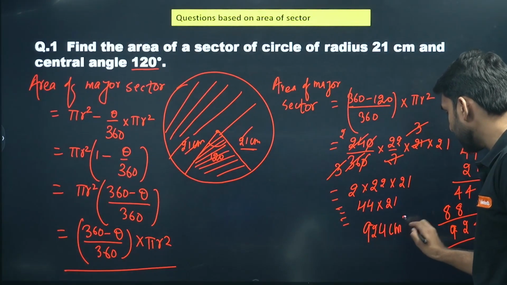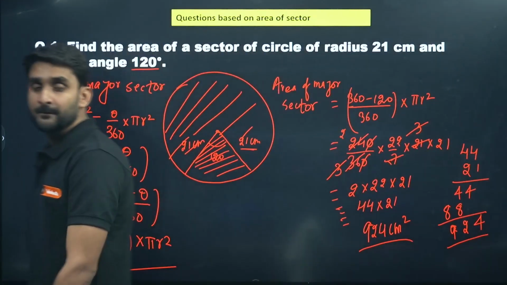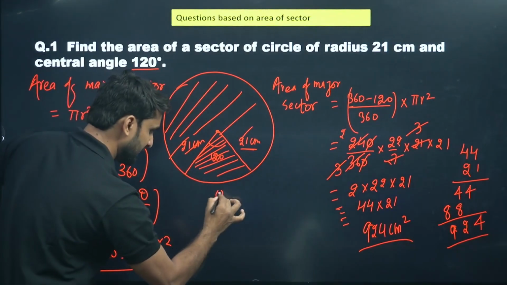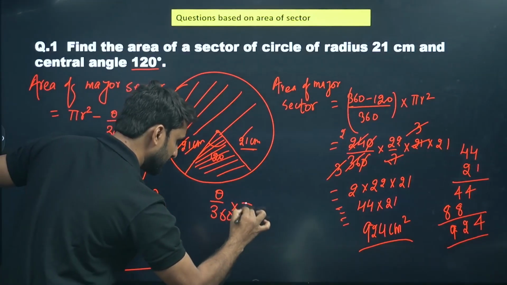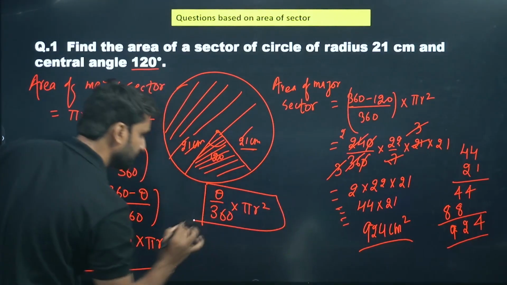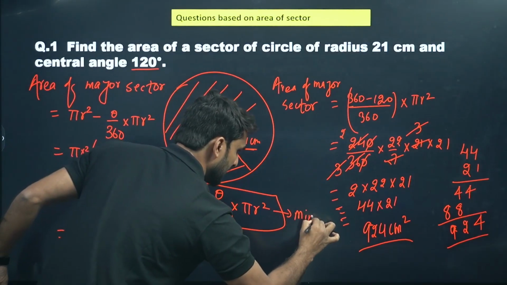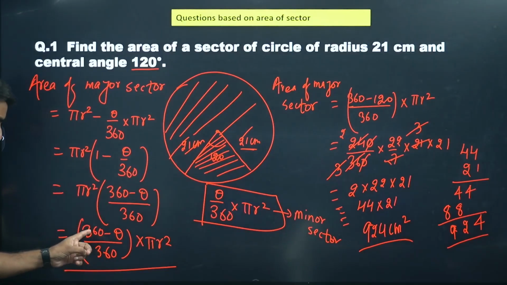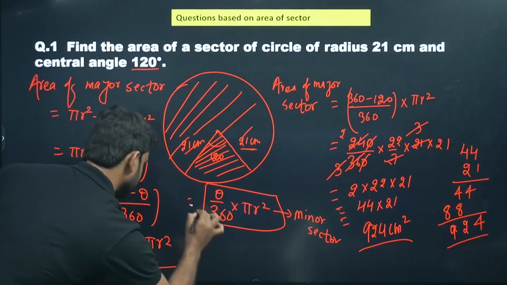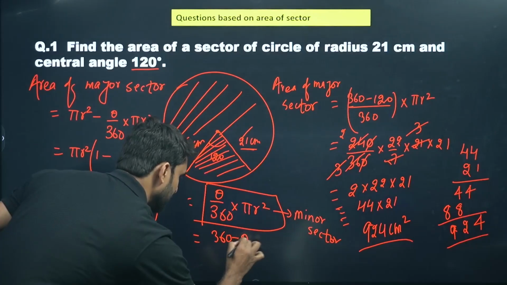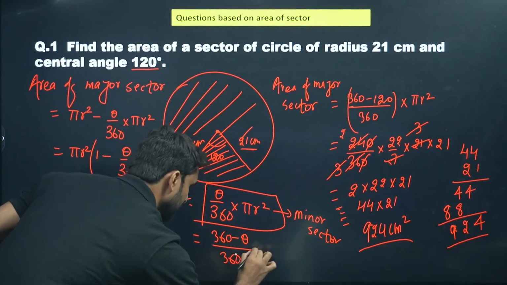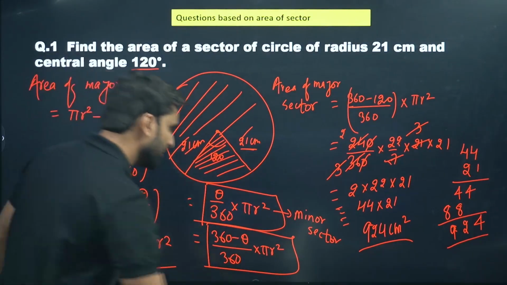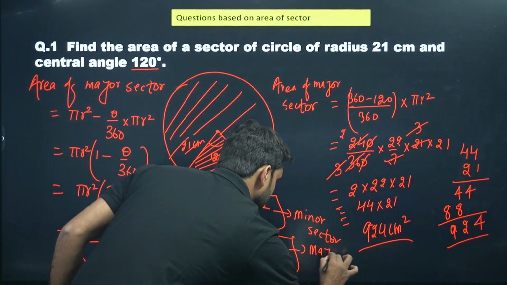924 centimeter square. This is the area of the major sector. To calculate the area of the minor sector, we have the formula theta by 360 pi r square. This formula is for the minor sector, right? And I have just created another formula: 360 minus theta by 360 into pi r square. By using this formula, you can find out the area of the major sector. Please keep it in mind.